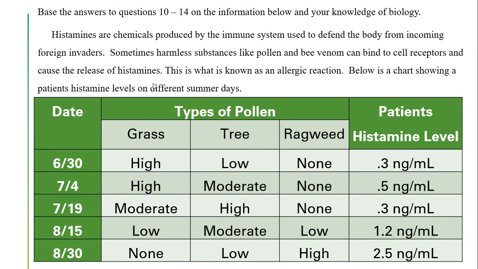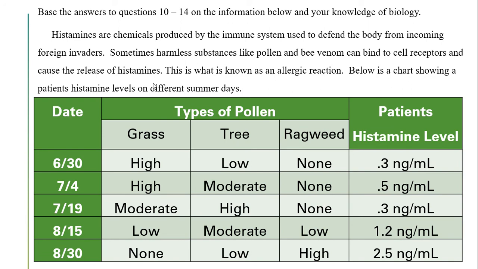So we're talking about histamines, which are chemicals made by your immune system. They're used to defend your body from incoming foreign invaders, such as pollen, bee venom, dog hair, anything that would give you some sort of reaction. This is about pollen. It can bind to your cell receptors and release something called histamines. That's going to give you an allergic reaction. And the chart below shows a patient's histamine levels on different summer days.